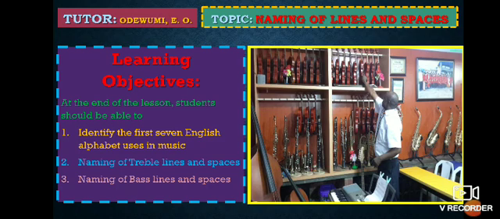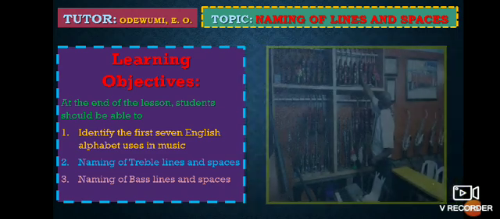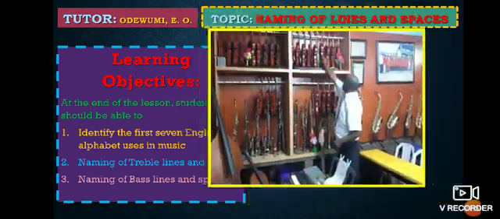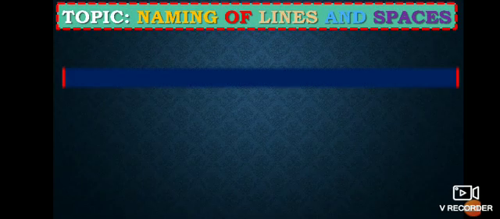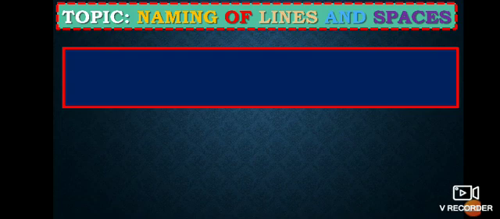The learning objectives for today's topic are: at the end of today's lesson, you should be able to identify the 7 English alphabet letters used in music, and name the treble lines and spaces, and the bass lines and spaces. Now, let's go into the full detail of today's topic. Sit tight and listen very well. Don't allow side talking or side attraction.